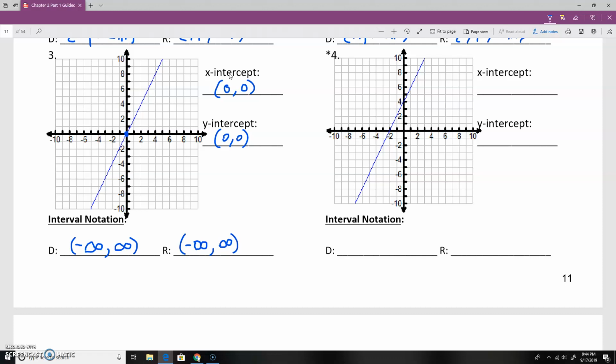Okay, let's look at one more graph. Here you'll see our x and our y-intercept. We hit the x-axis at -2, 0. And we hit our y-axis at the point 0, 4. Our interval notation is exactly the same as it was before for all real numbers. Negative infinity to positive infinity. And our range is all real numbers, which is negative infinity to positive infinity.